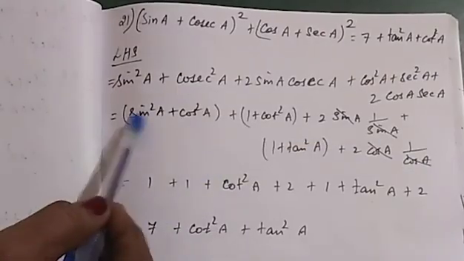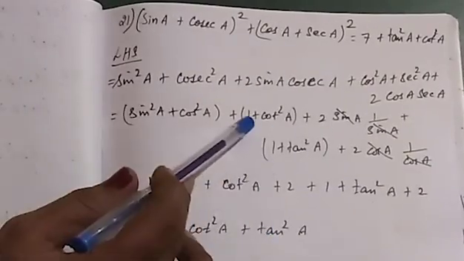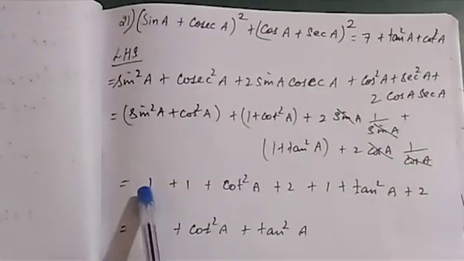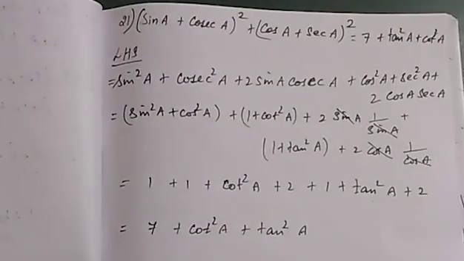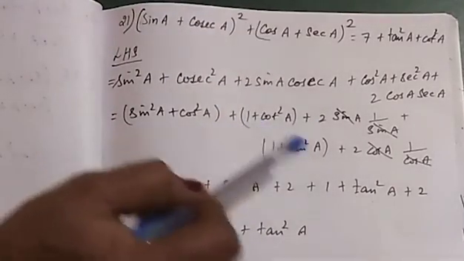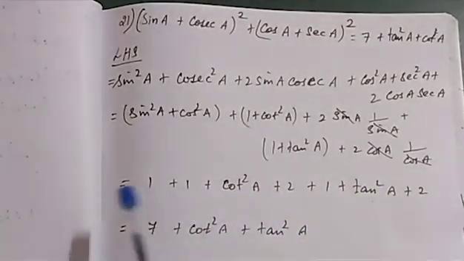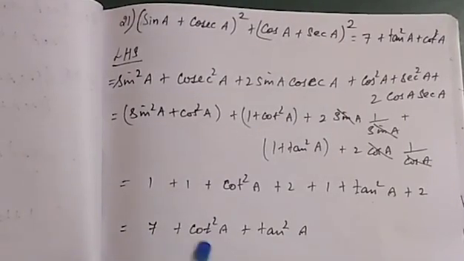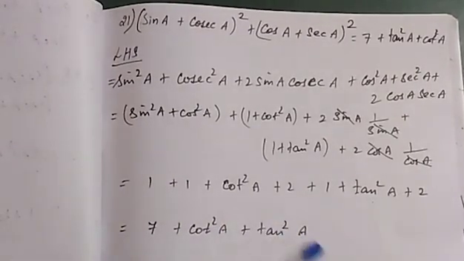Now what is left? Sin square A plus cos square A is equal to 1. So 1 plus 1 plus 2 plus 1 plus 2. And then cot square A and tan square A left. Right? Cot square A and tan square A. Now add all this. So you will get 7 plus cot square A plus tan square A.